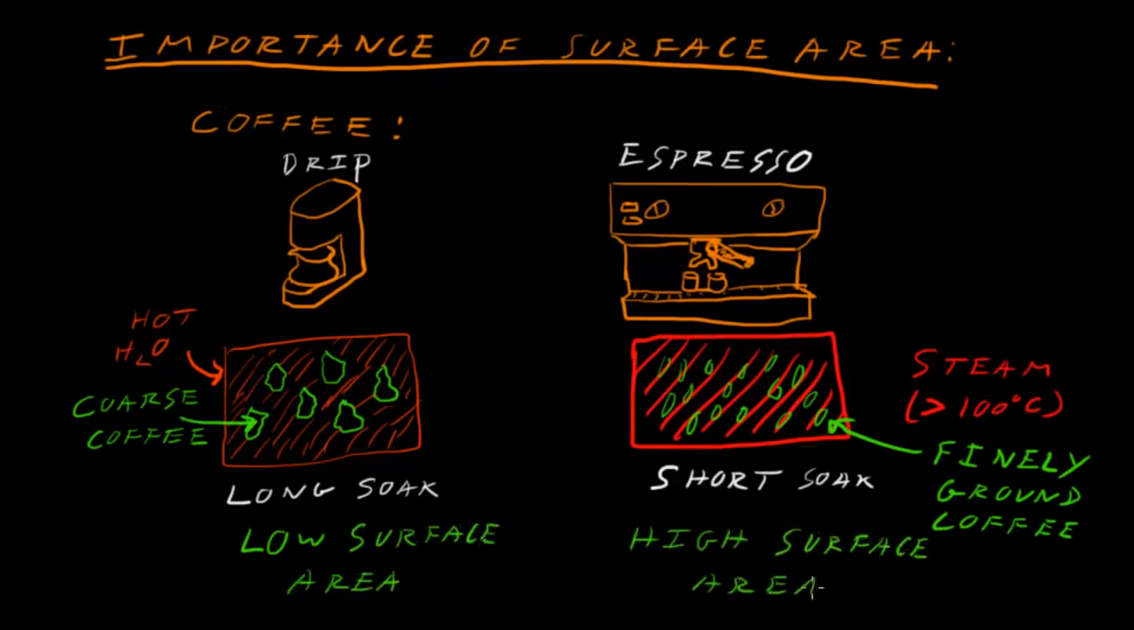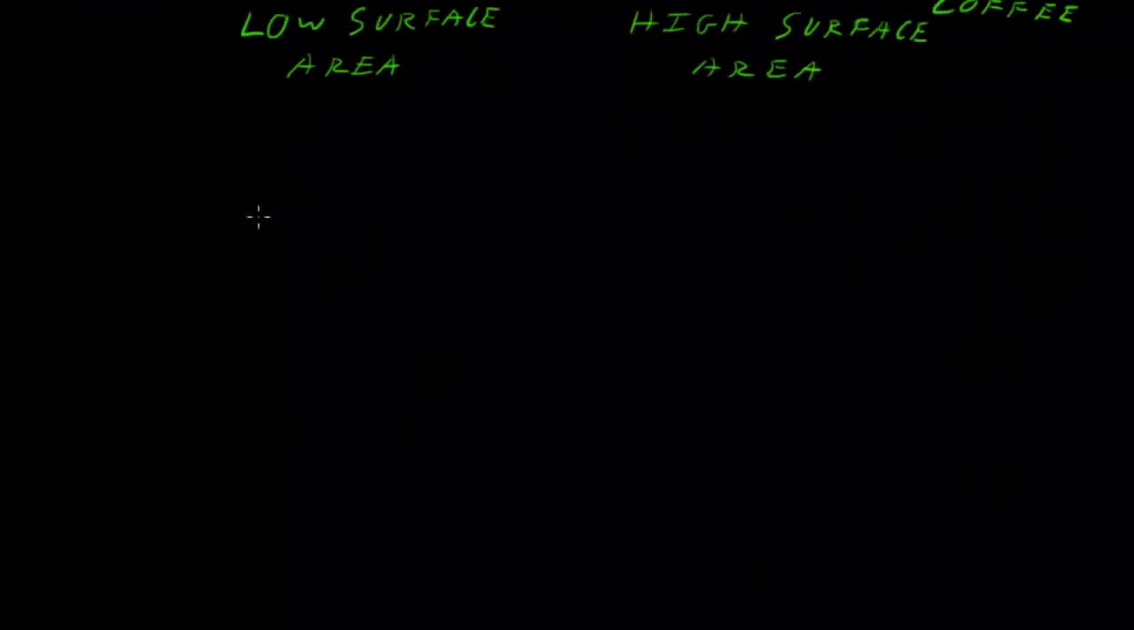So the drip coffee is your idea of a low surface area, slow reaction between the water and the coffee. The espresso is a high surface area. We get a very fast extraction between the water and the coffee. So it's a high reaction, let's say, a fast reaction.